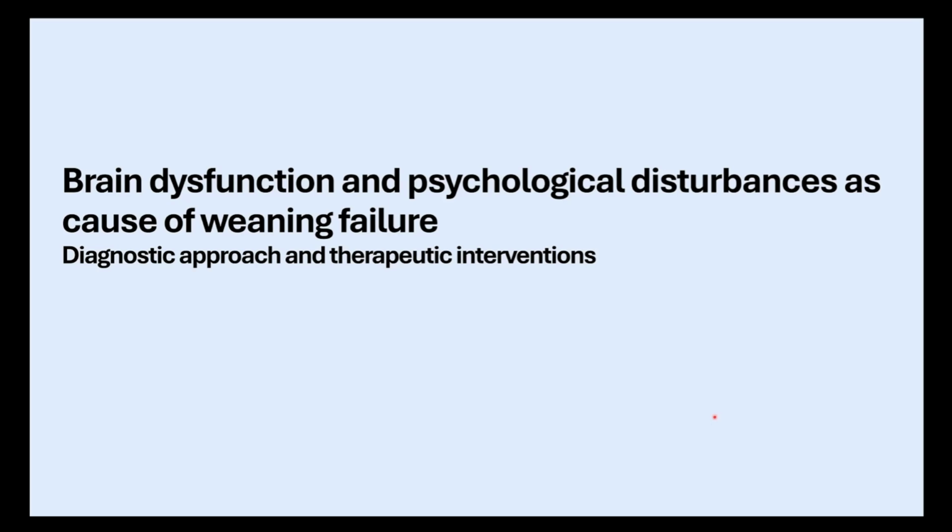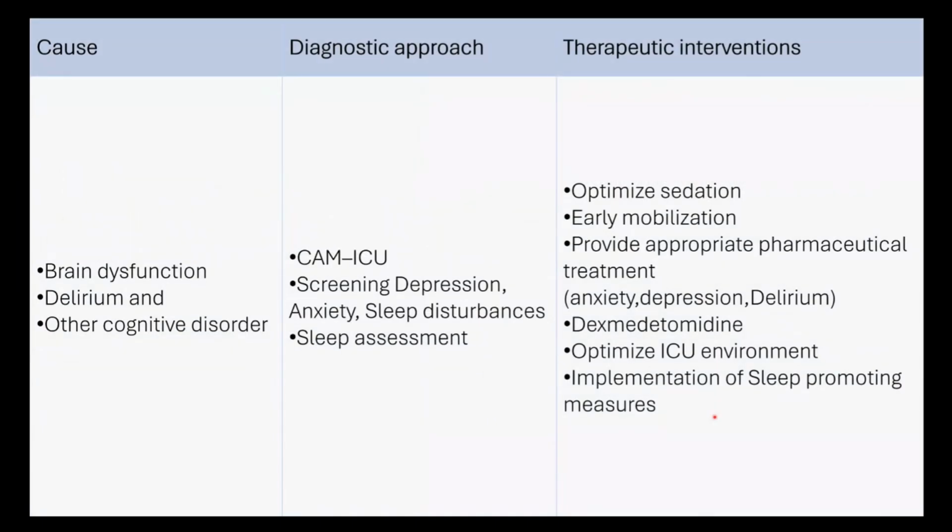Okay. So the third part, neurology. We mentioned neurology earlier as well. Brain dysfunction can be from stroke, can be from delirium or other cognitive disorders. So how do you diagnose them? It may not be easy, especially if the patient is on sedation, but you should assess them by your CAM-ICU scoring for delirium and screening for depression, anxiety, and looking at sleep disturbances. And getting enough sleep is really quite important for patients in terms of their cognitive function.